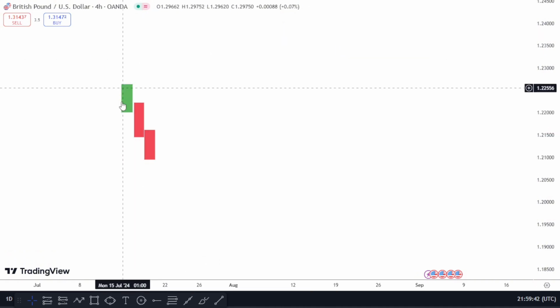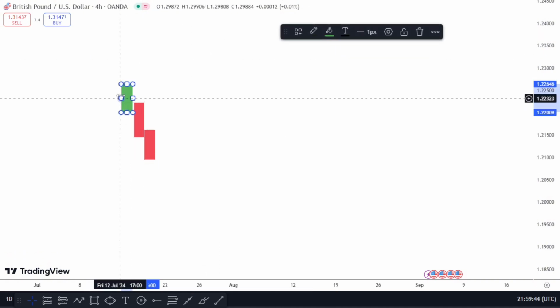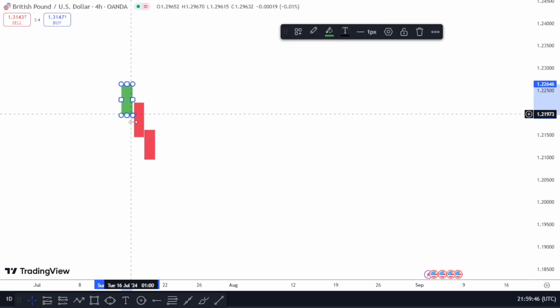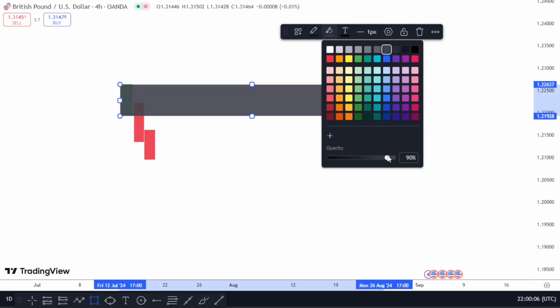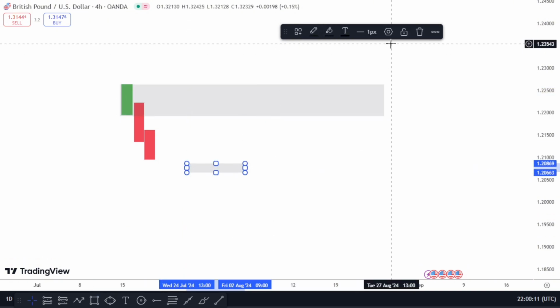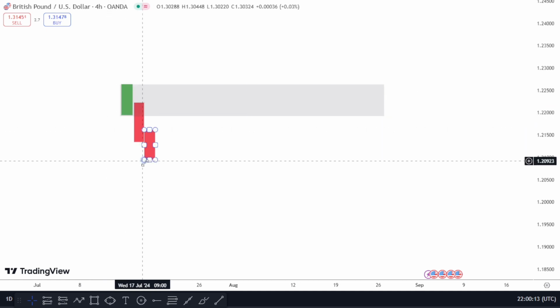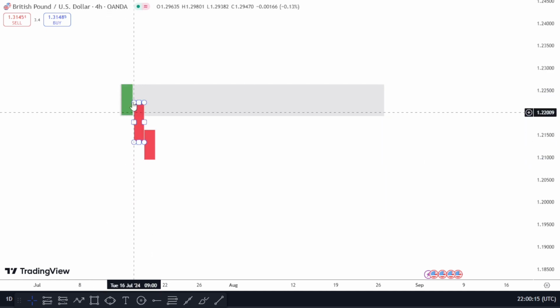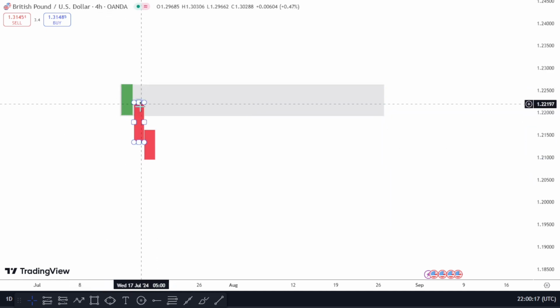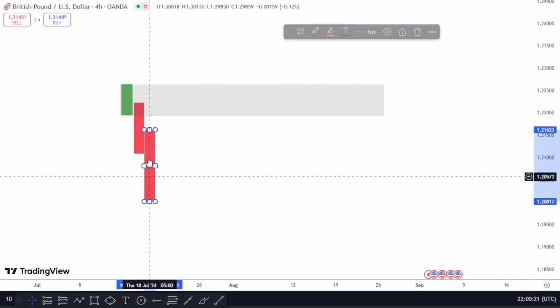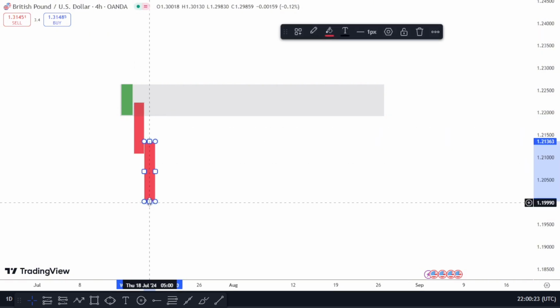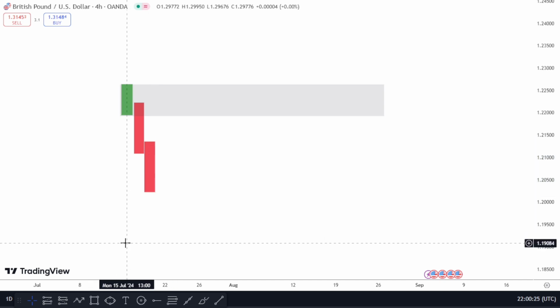So this becomes your order block, the whole of this candle. That becomes our order block. So the last bullish candle before that impulsive move to the downside gives us the order block.